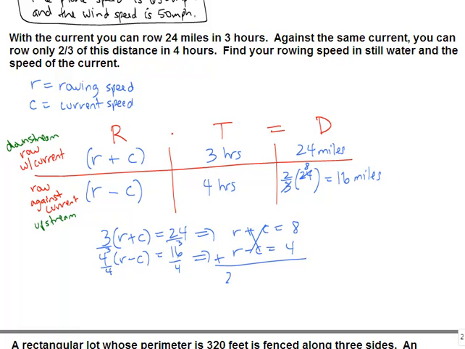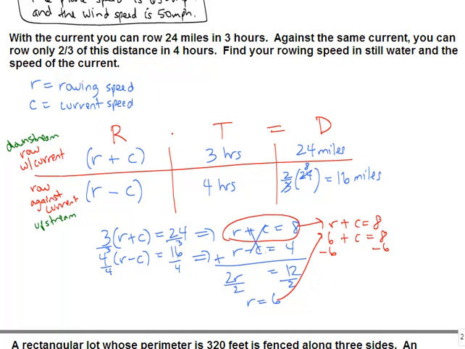R plus r is 2r. 8 plus 4 is 12. If I divide by 2, then r equals 6. Now we need to find c, so go back to either of these two or either of these two more simplified ones. I usually take this one right here, r plus c equals 8, and we can now substitute in 6 for that r. So if I subtract 6, then my current c is 2. And appropriate units here, again, this was miles for distance and hours for time, so these are going to be rates that are miles per hour.